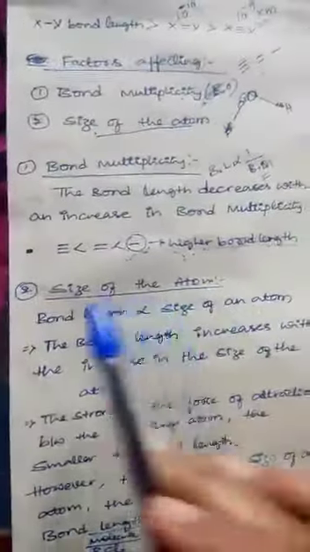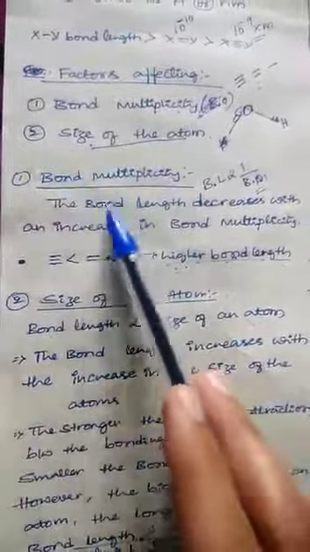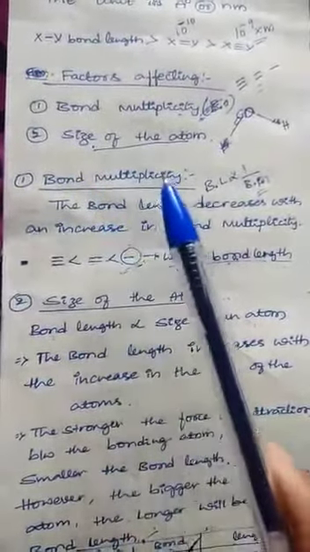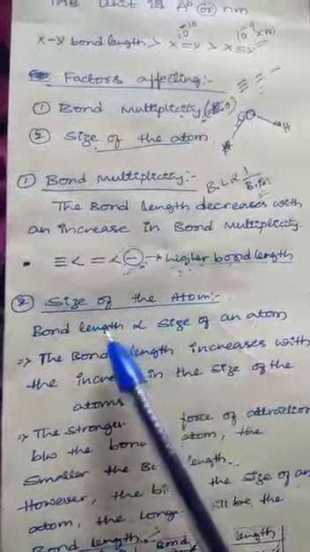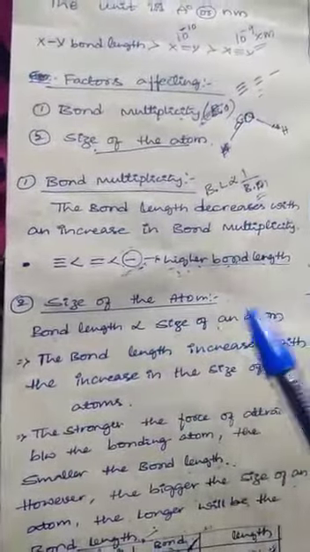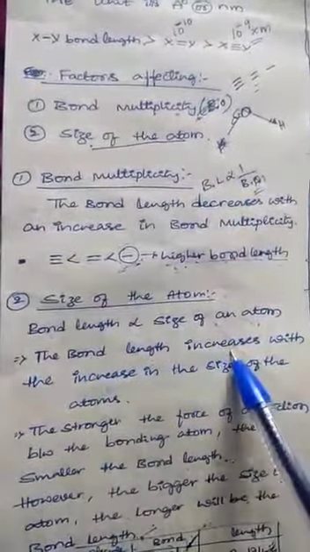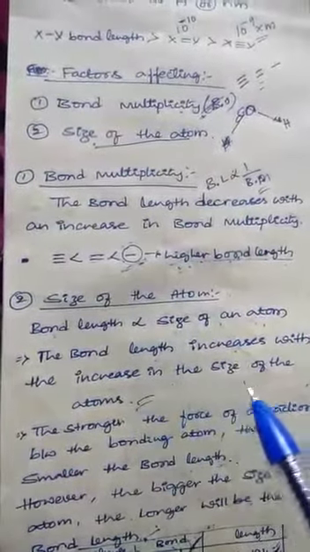Next, the second factor is the size of the atom. Look here, bond length is inversely proportional to bond order or bond multiplicity, but in the case of the size of the atom, the bond length is directly proportional to the size of the atom. This means the bond length increases with the increase in the size of the atom.